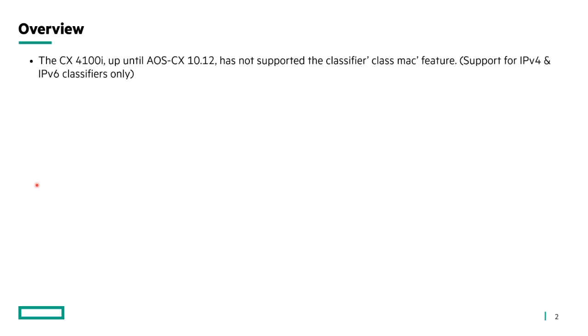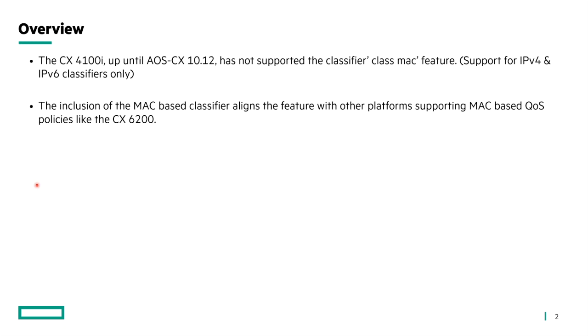So a quick look at the overview of where we've been with this feature prior to the 10.12 release. Prior to the 10.12 release, the 4100i did not have support for a classifier Mac for QoS related policies. It only had support for IPv4 and IPv6 classifiers, a little bit restricting. So the inclusion of the Mac-based classifier brings the 4100 support for this feature set, and it's now more aligned with other platforms like the 6200 from a QoS perspective.